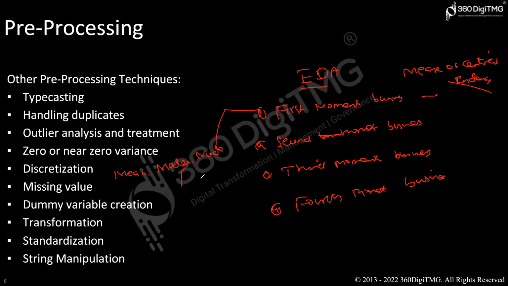Mean, median, and mode. Mean is a measure of central tendency. Okay, mean means average. When you calculate mean, you are calculating the average.